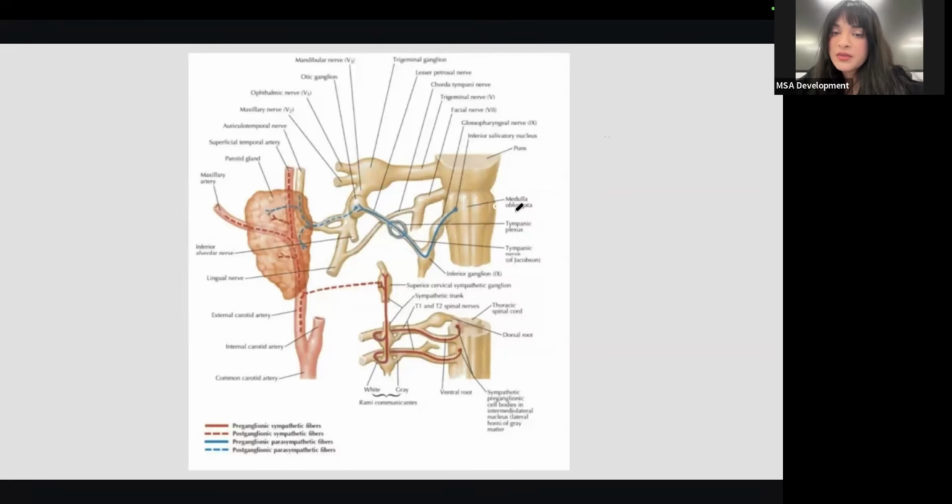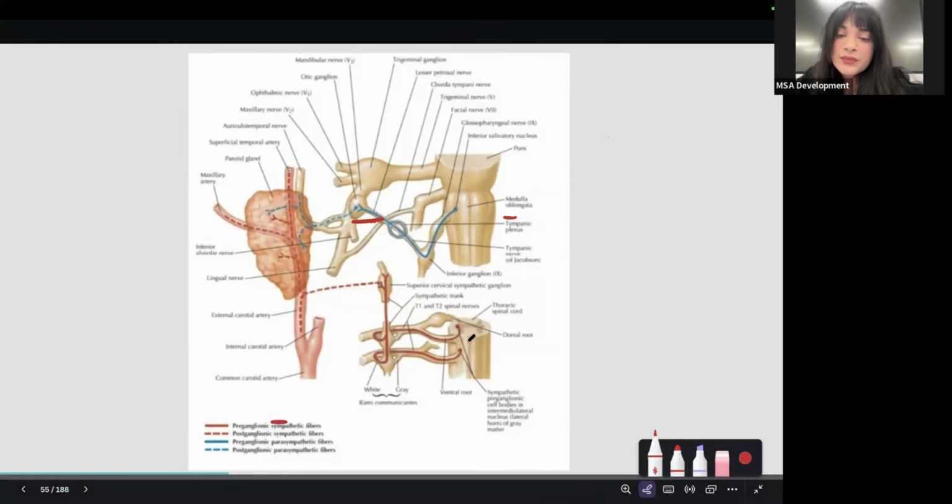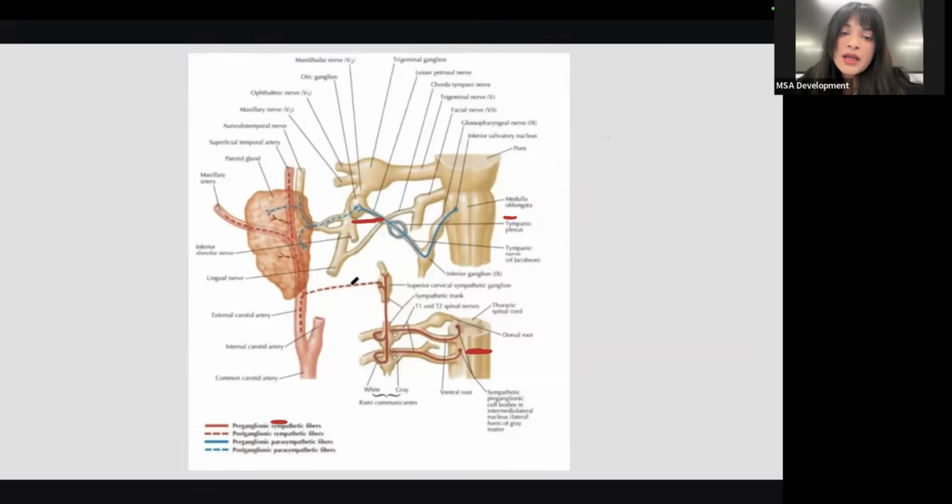We discussed this first. So we have the medulla oblongata. We have the glossopharyngeal nerve. It's synapsing at the otic ganglion, and then it goes on with the auriculotemporal nerve. It goes up. Okay, so basically that's all you need to know. The sympathetic fibers over here start off from the spinal cord, as you can see, go up to the external carotid artery, and then they go do their job in the parotid gland. Okay.